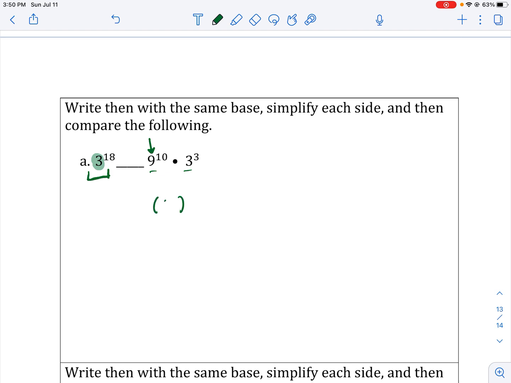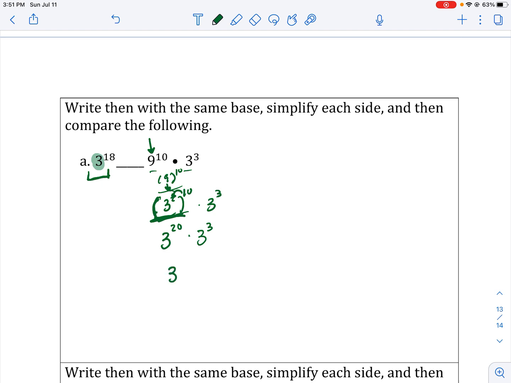If I take 9 and I do 3 squared, does 3 squared equal 9? Yes. So here, if I do 9 to the 10th, that's like saying 3 squared to the 10th power. These two expressions right here, these two terms, are the exact same. And then I'm going to multiply by 3 to the 3rd. When I have a power to a power, I distribute and multiply my exponents, so this gives me 3 to the 20th power times 3 to the 3rd.